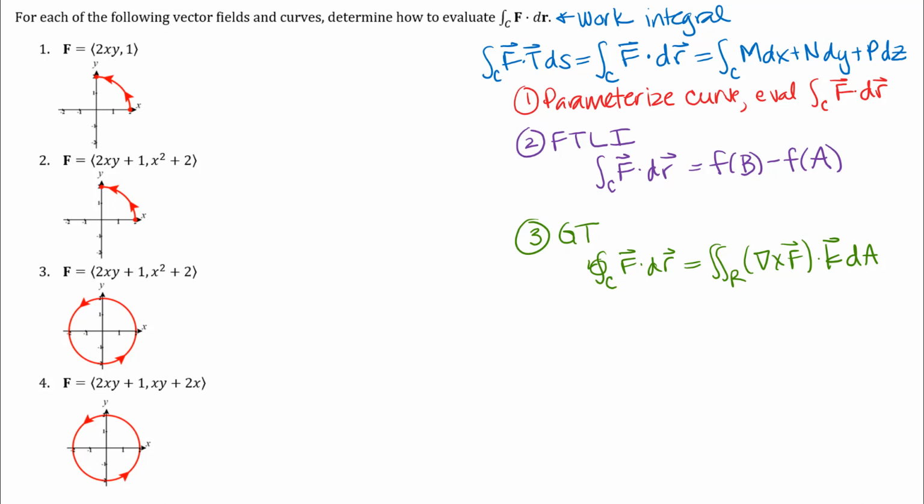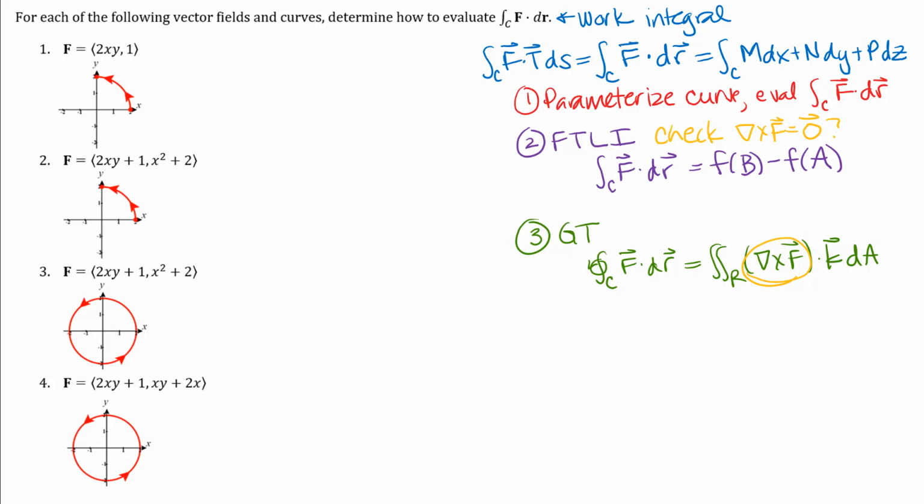When I think about trying to decide how to do these, one of the first things I check is that curl vector. If you're going to use Green's theorem, you're going to need to calculate the curl vector anyway. And the curl vector is also important for the fundamental theorem of line integrals, because that's how you can tell if it applies or not. You're going to check to see if the curl vector is 0. If the curl vector is 0, then you have a path-independent line integral. You can find a potential function and use the fundamental theorem of line integrals.